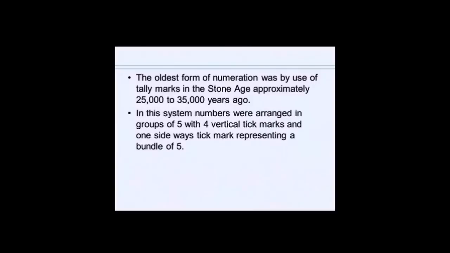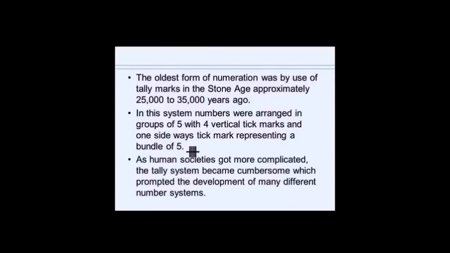The oldest form of numeration was by use of tally marks in the Stone Age, approximately 25 to 35,000 years ago. People know this from artifact bones found that had these tally marks on them. The way it works is you write 1, 2, 3, 4. The 4 is represented by 4 vertical tick marks, and 5, the fifth horizontal tick mark, represents a bundle of 5. To this day, we use this tally mark system to count simple things. As human societies got more complicated, the tally system became cumbersome, which prompted the development of many different number systems.